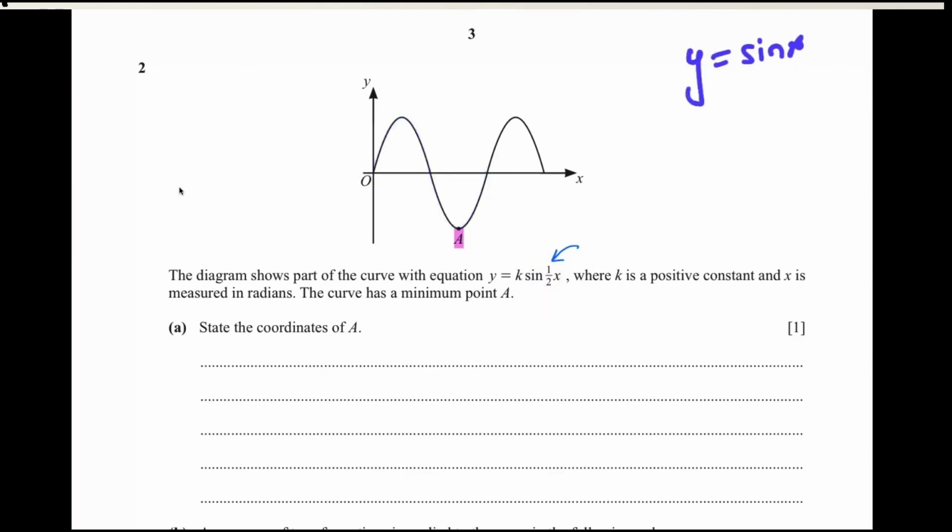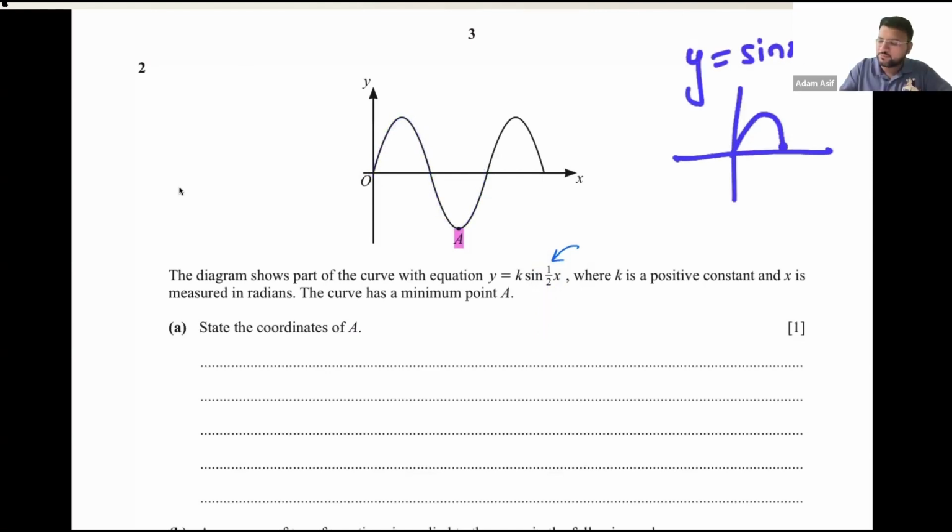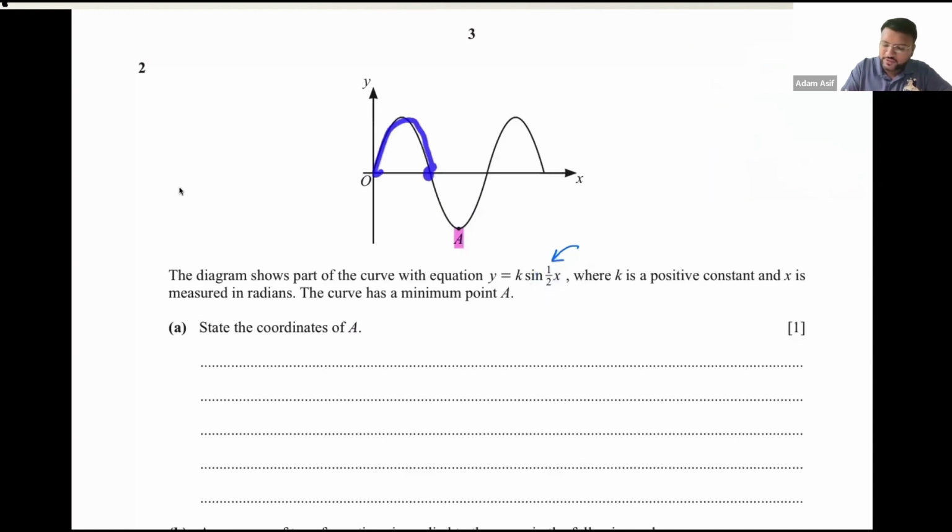Yeah, if it is just y equals sine x, then one complete cycle is going to be completed in 2 pi. Half x means half a cycle is going to be completed in 2 pi. So if half a cycle is completed in 2 pi, then how much for the full cycle? 4 pi. So this is 4 pi, this is 2 pi, this is 0. So this value would be pi and this value would be 3 pi. So we have the x coordinate of A, that is 3 pi.